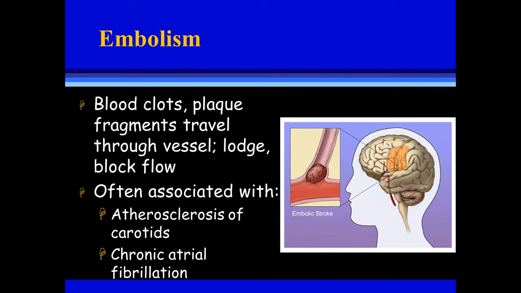Embolism: blood clots, plaque fragments travel through the vessel and lodge and block flow. So an embolism is just something that's free floating in the blood and blocks off something. Often associated with atherosclerosis of the carotid arteries.